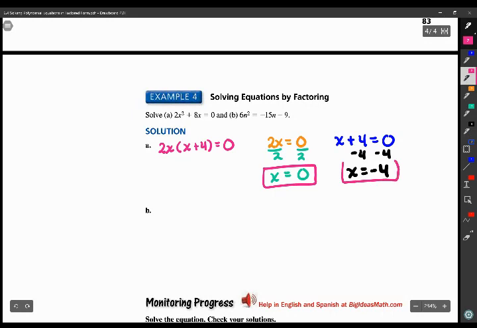We have 2. If we look at B, same idea. Notice that it's not in standard form. So our very first step is to get it in standard form. So we've got 6n squared. We're going to move the 15 over by adding. And we're going to move the -9 over by adding. So now we have it set equal to 0.